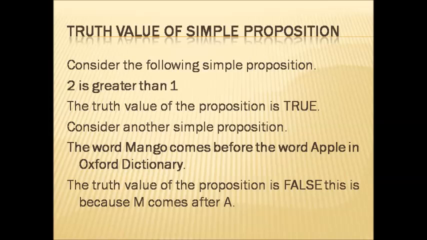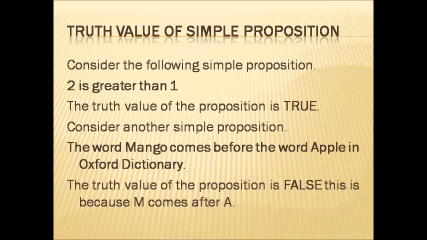In the case of a simple proposition, the truth value depends on that proposition only. Here we have some examples. The first one is: 2 is greater than 1. When we analyze this statement, we would say that it is true. So the truth value of this simple proposition is true.